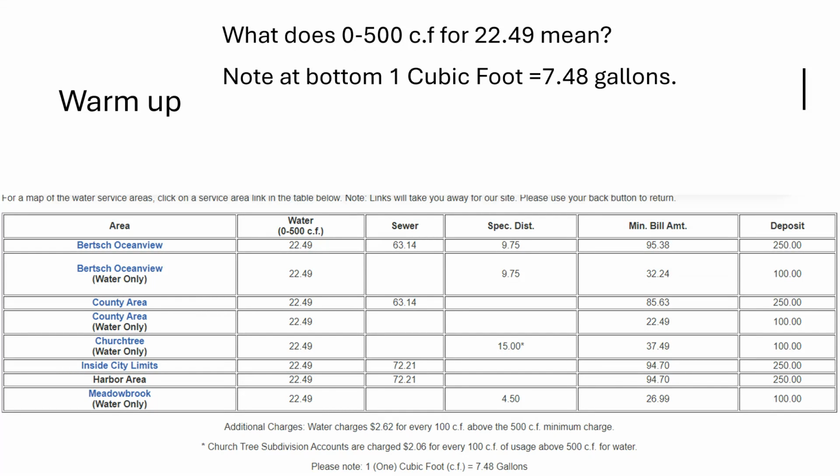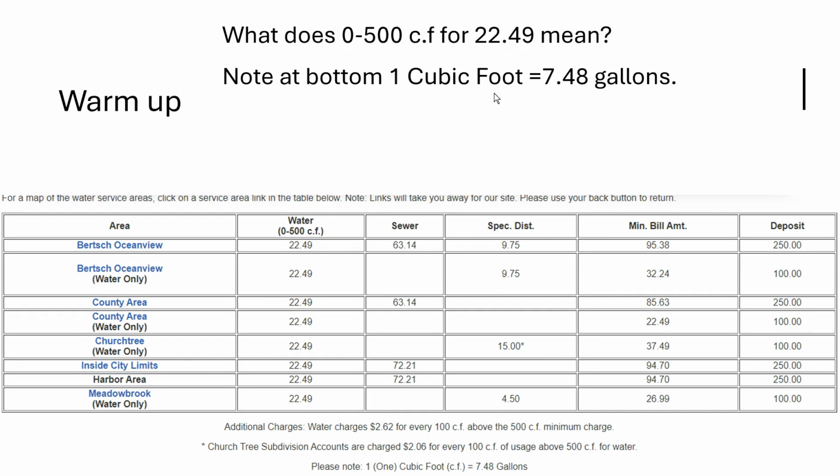Hello, class. So today for the warm-up, we're looking at probably a little bit older on the rates for water for Crescent City or the local town. So we have different water usages right here: 0 to 500 CF, sewer rates, specialty districts, minimum bill amounts, and the deposits. So what does 0 to 500 CF mean for 2249? Since that's the standard rate right here.